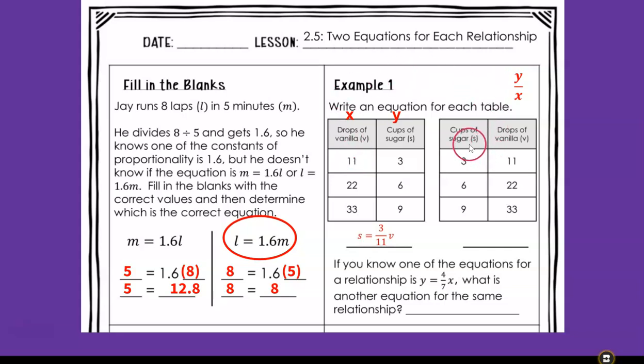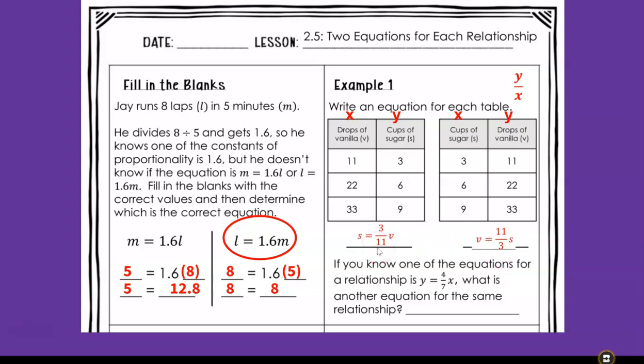When we look at the other table, it looks almost exactly the same, except that the two columns switched places. If the columns change places, do the X and Y also switch? No. X and Y still stay in the same place. X is going to be the left column, Y is the right column still. But what happens to our constant of proportionality? If I take Y over X, what happens? Y over X now has 11 over 3.